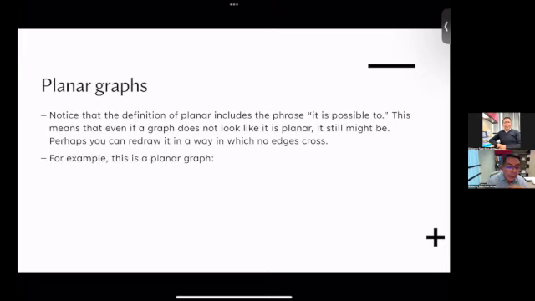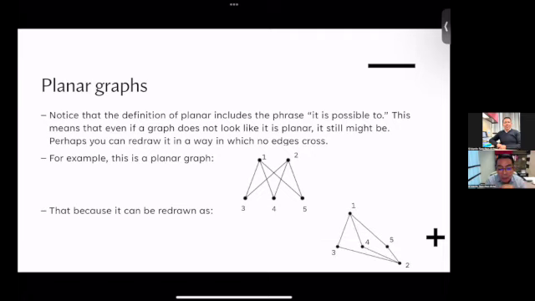For instance, in this case, if we look at this graph, we can see several edges crossing, the one that goes from 2 to 3, and the one going from 1 to 5, for instance, they are crossing, and there are many others. So if we just look at the image, we may say this is definitely not a planar graph. However, we can rearrange just the way we draw it. We retain all the connections in the way they are.